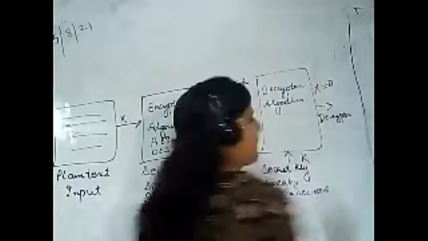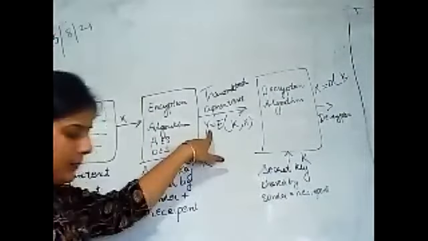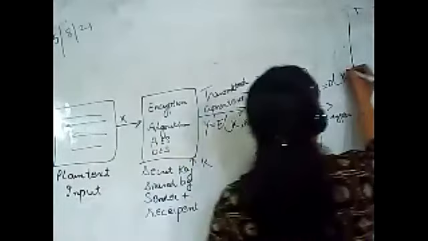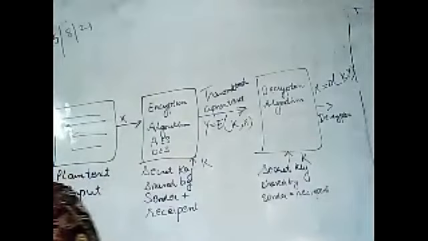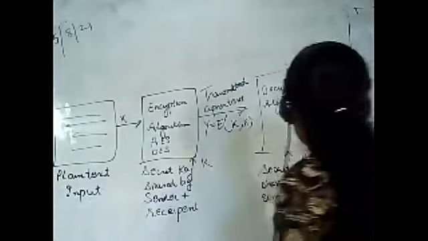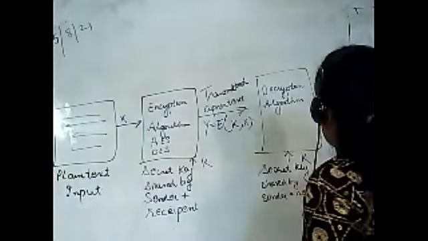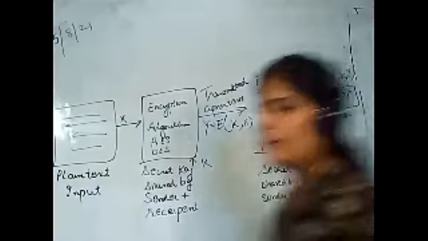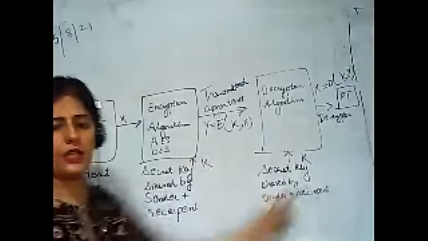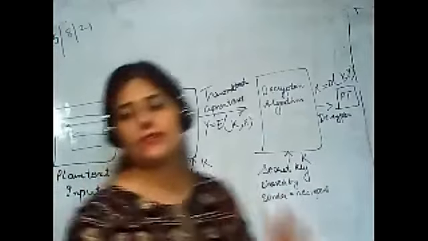So X equal to the decryption algorithm applied with the help of key K on the value Y. That is X is equal to D of K and Y, so that we can receive the plain text here. This is how you can represent your conventional diagram when using keys.